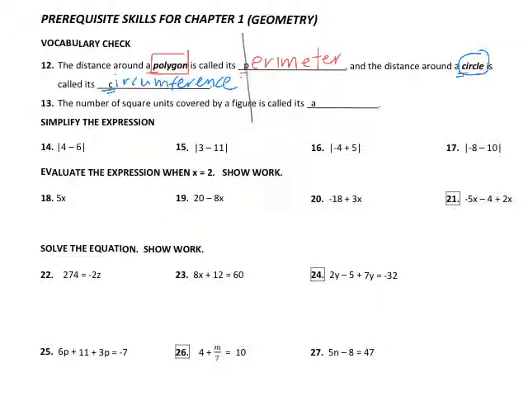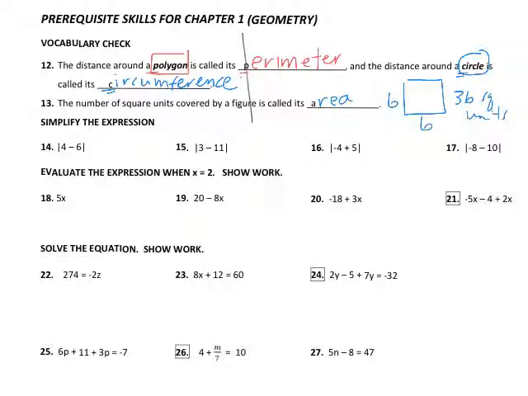Number 13 here says the number of square units covered by a figure is its area. Okay, square units, if we were doing a square, and this side is 6 and this side is 6, we're just going to multiply those together and it's going to be 36 square units. That's the area that covers.